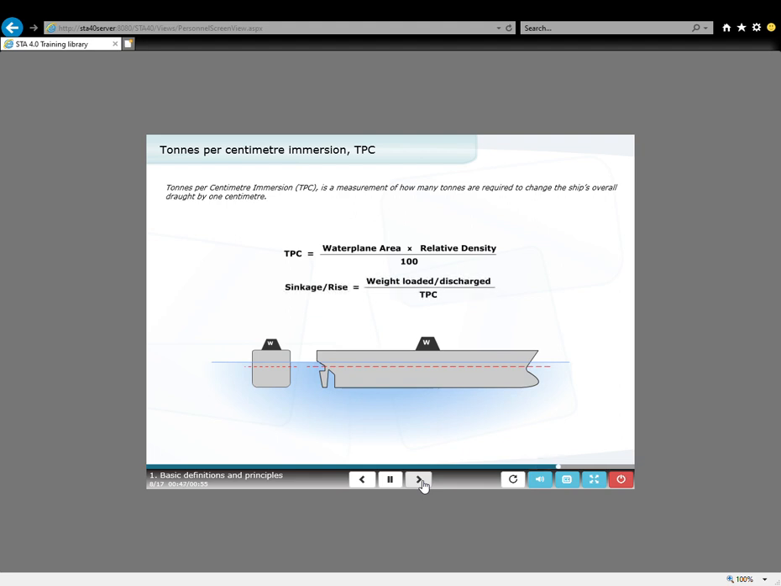This can then be used to calculate the sinkage or rise when the ship loads or discharges a weight by dividing the weight loaded or discharged by the TPC.